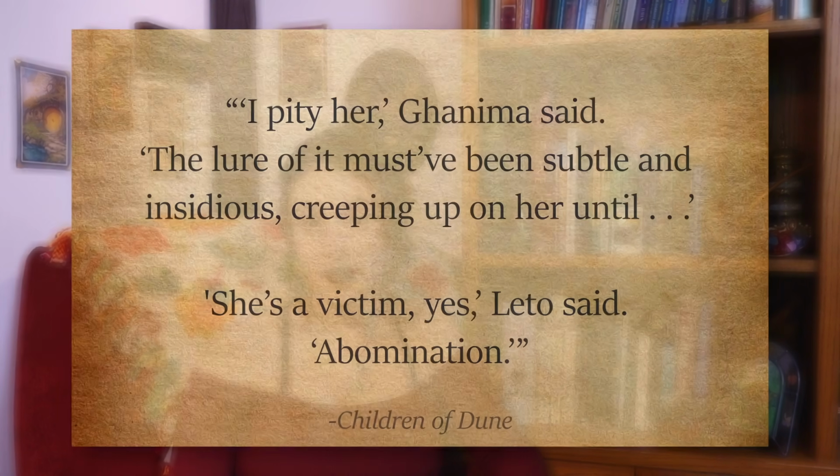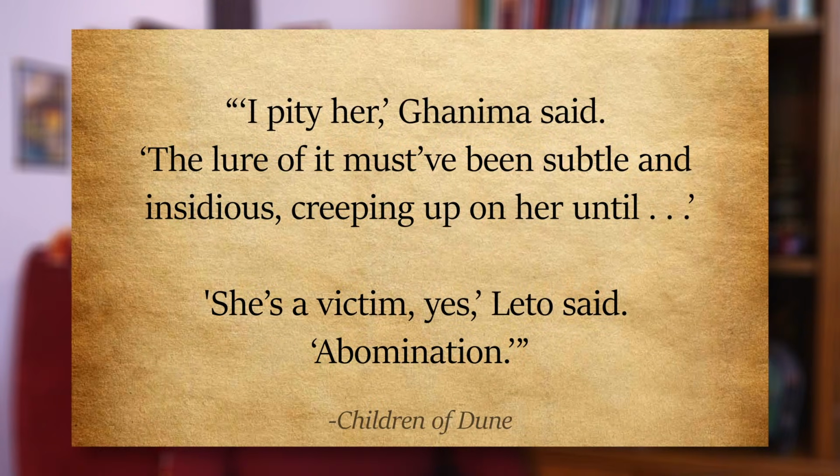Leto II and Ghanima are also preborn like Aaliyah, but they look at her as something to avoid, as a warning sign. "I pity her," Ghanima said. "The lore of it must have been subtle and insidious, creeping up on her until..." "She's a victim, yes," Leto said. "Abomination." In the end, Aaliyah manages to gain back just enough control that she can throw herself off of a precipice, lonely to her final breath.